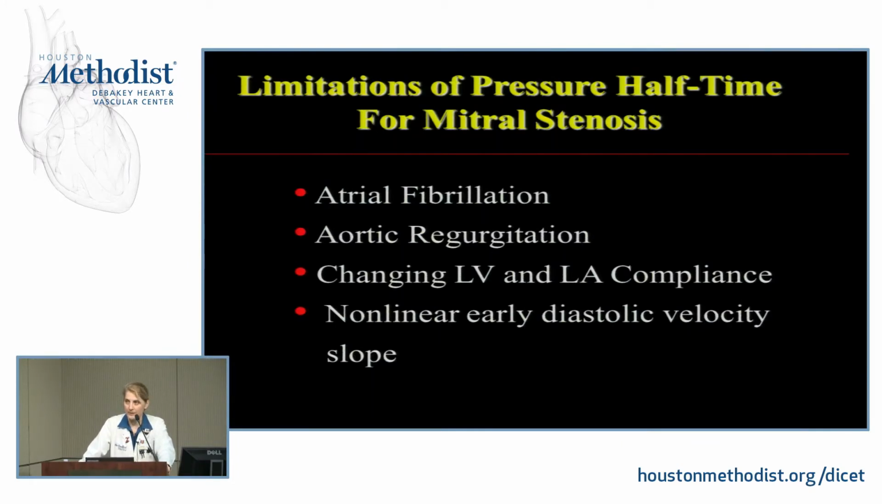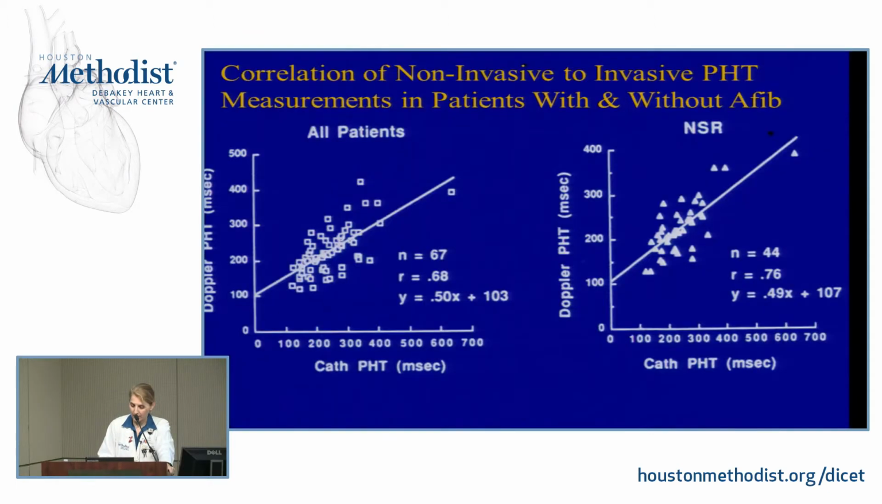One is atrial fibrillation, because that diastolic filling period is varying with that RR interval, so there's a lot of beat-to-beat variability. Aortic regurgitation is a problem because it increases your left ventricular end-diastolic pressure, so this is going to affect your pressure decay. If you have changing LV and LA compliance, as happens in mitral stenosis, again, you're going to have a problem. And also, if you have a nonlinear early diastolic velocity slope, if that pressure half-time decay is constantly changing, it's not going to accurately assess your mitral valve area.